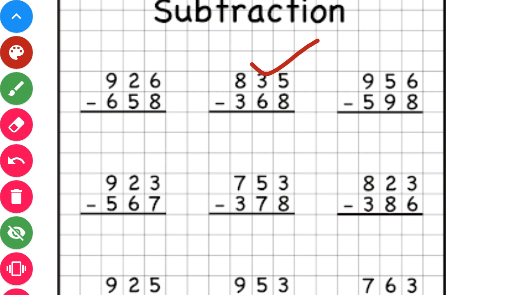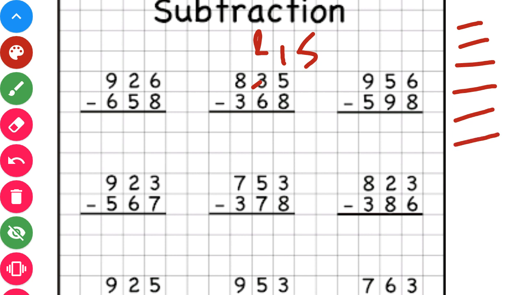Okay. So we will start from the ones place. Which number do we have at the ones place? We have 5 there. So we cannot subtract 8 from 5. What will we do? We will take a borrow. So this 5 will become 15 and this 3 will become 2. So count after 8 to get 15: 9, 10, 11, 12, 13, 14, 15. How much have we got? 1, 2, 3, 4, 5, 6, 7.